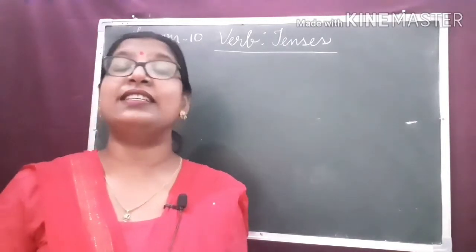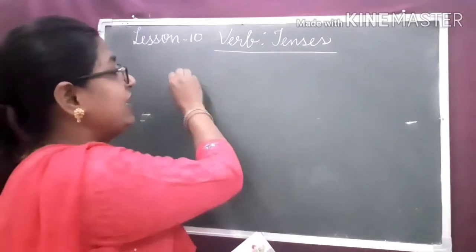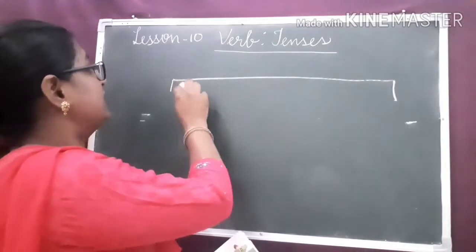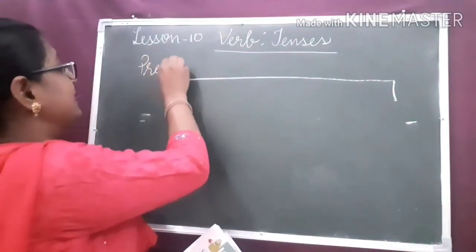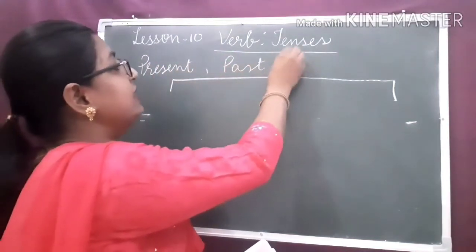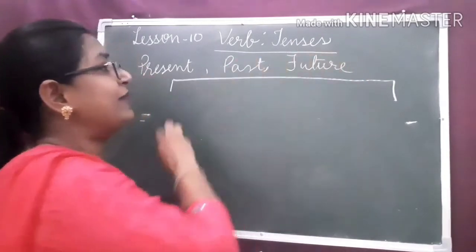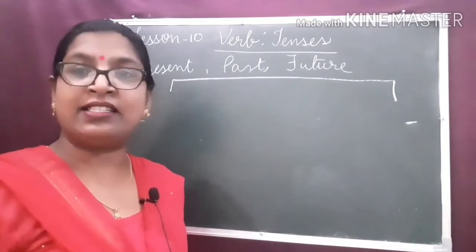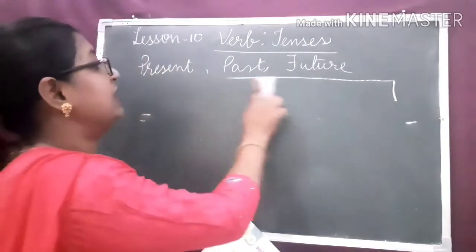Basically, the tenses are divided into three parts. What are they? The first one is present tense, then past tense, and the future tense. There are basically three tenses: present tense, past tense, and the future tense.